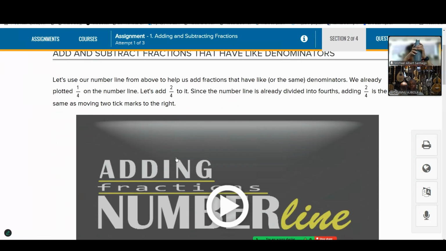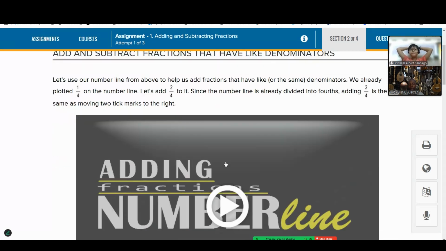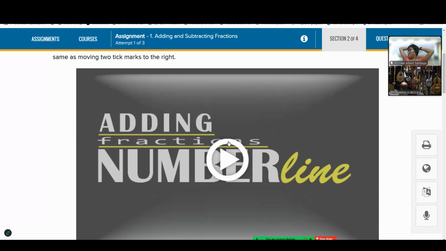So the next section, we're going to watch a video here. Let's use a number line to help us add fractions that have like denominators, or the same denominators. We already plotted 1 over 4 on a line. Let's add 2 over 4 to it, because 2 over 4 is 1 over 2. Since the number line is already divided into fourths, adding 2 out of 4 is the same as moving two tick marks to the right. Okay, let's watch it here.